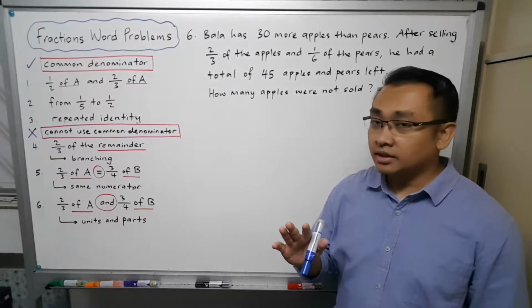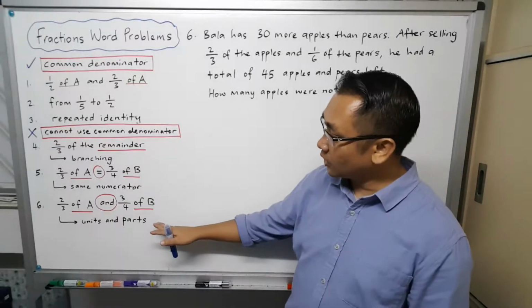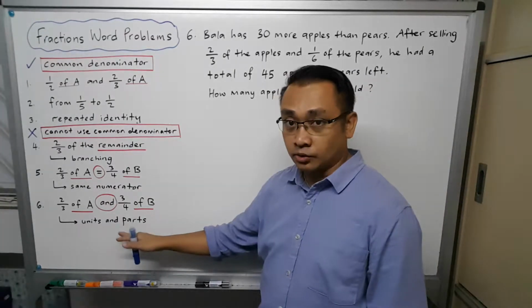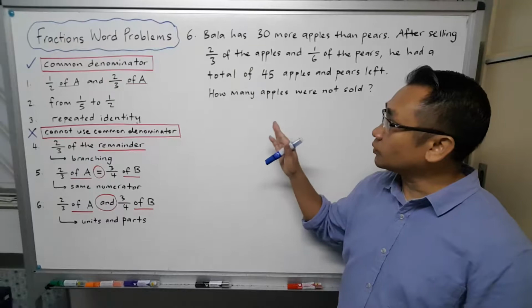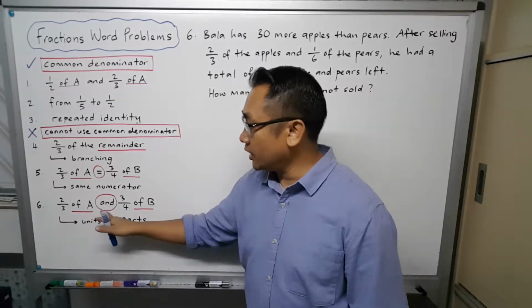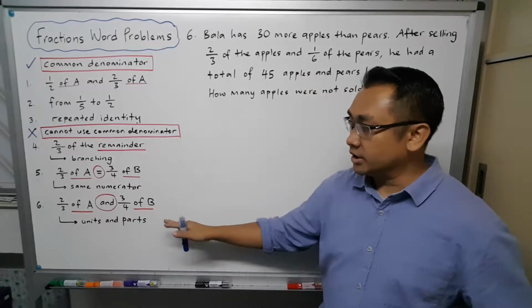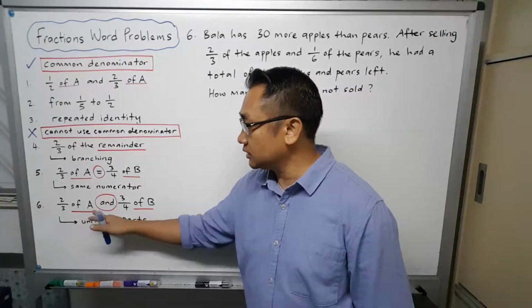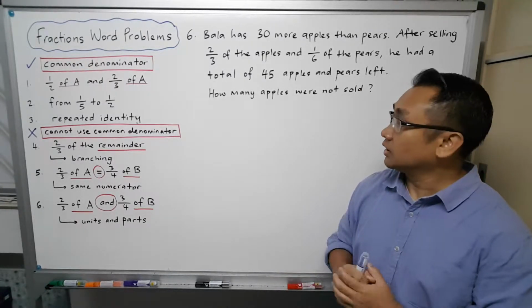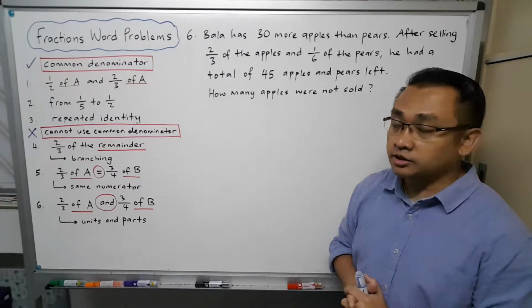Hello everyone. In this video I'm going to show you how to use the strategy called units and parts, and also model drawing, to solve problems like this where you have a fraction of A and a fraction of B. So again, this is a different base, so you cannot change it to the same denominator. Let's look at the example question.